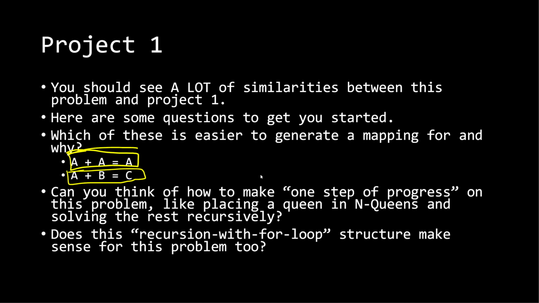How do you make one step of progress towards your goal such that you can reuse existing code under a different context, right? So what is the context for this problem, this project 1? Remember, for n queens, it was placing a queen and then updating the board state. And that was our new context, right? And then we generated permutations from there. There's a way to do it for project 1, but you're going to have to figure it out yourself. And does this recursion with for loop, this structure, right? This exhaustive permutation structure. Is that making sense?